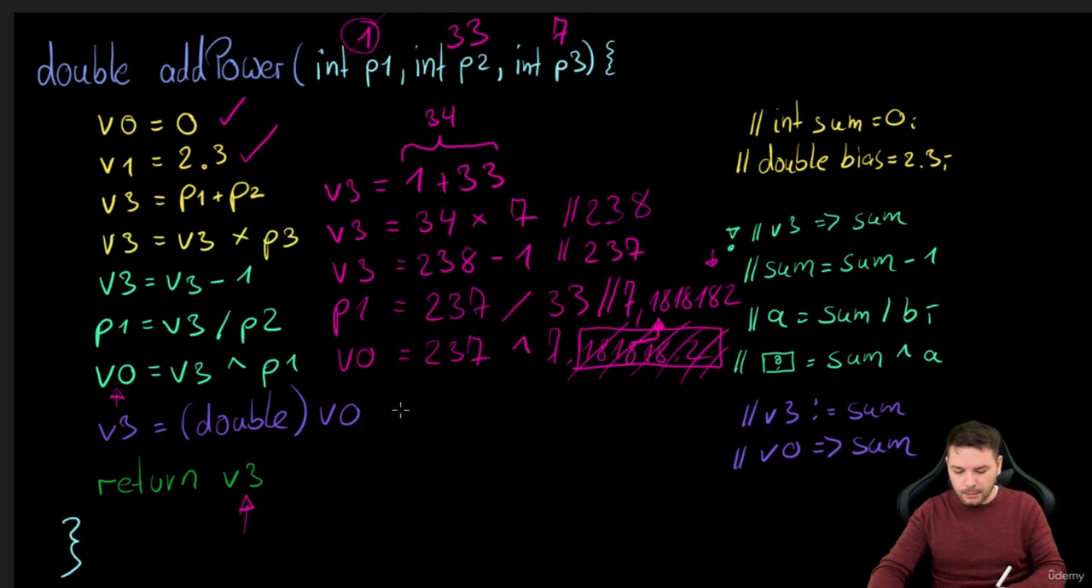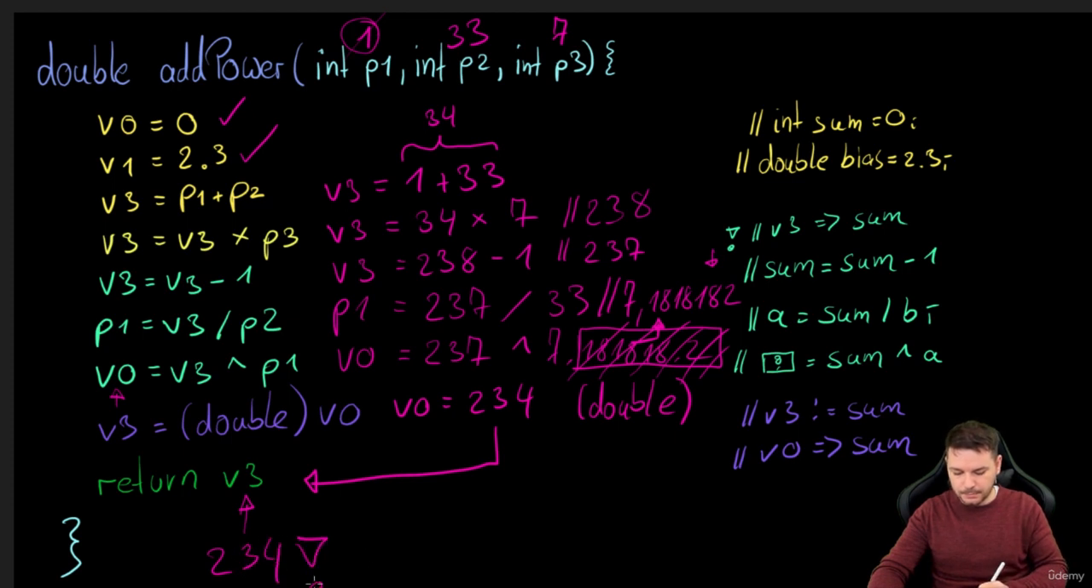Okay, now our V0 is 234. And this will also be the return value over here in the form of a double. That's it. Our function will return 234. Alright, we will have a look into this in a moment.